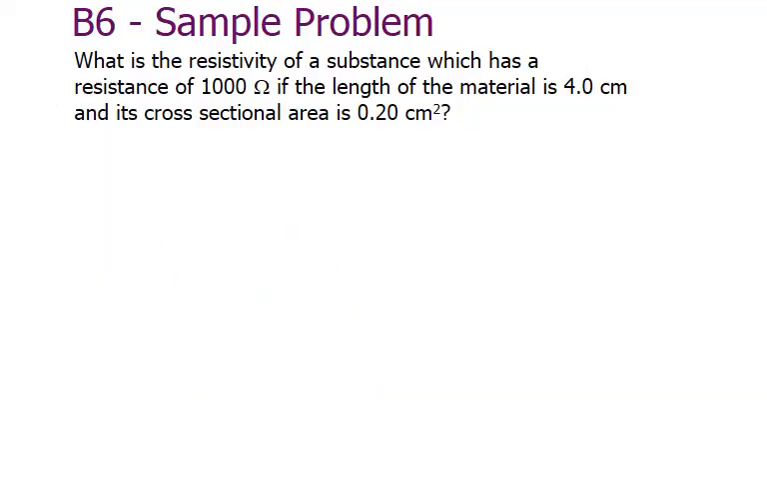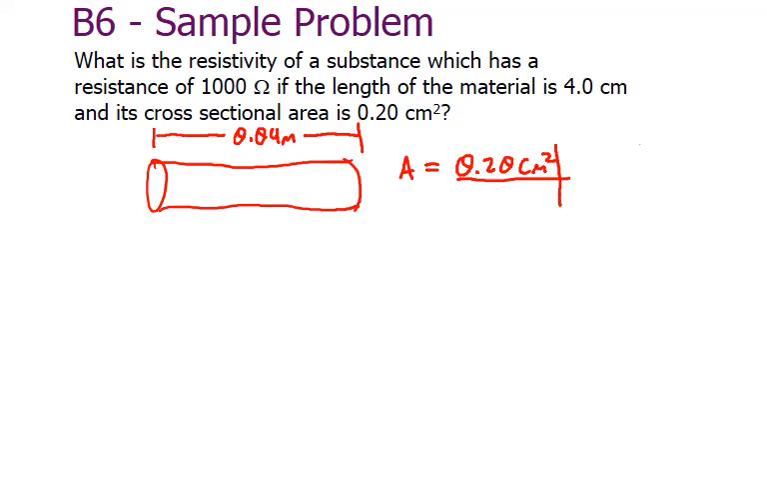What is the resistivity, which is rho, of the substance that has a resistance of 1,000 ohms if the length of the material is 4 centimeters and its cross-sectional area is 0.2 centimeters squared? So go ahead and pause the clip and give this a try, and when you're ready to check, you can hit play to continue.